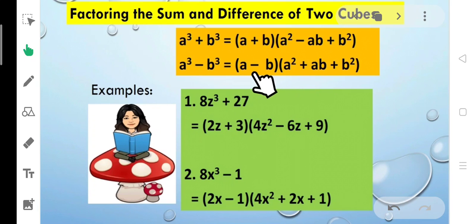So to find the binomial factor, just get the cube roots of the first and the last term. The cube root of a cubed is a. The cube root of negative b cubed is negative b. Remember, in finding the cube root, it is the number or the variable that, when you multiply it by itself 3 times, you obtain the number or variable that you have extracted the cube root from.